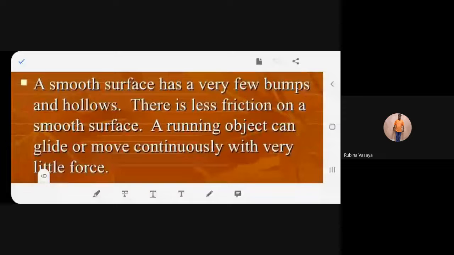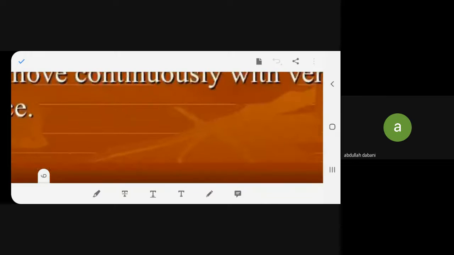So, why? Because a smooth surface doesn't have bumps. Now, what are bumps? Bumps are like this. And what are hollows? Hollows are like this. You got the difference? These are bumps which are outside. And what are hollows? This is the road, and this is hollows. You got my point? So this is an uneven surface. I hope you understand the difference between bumps and hollows.